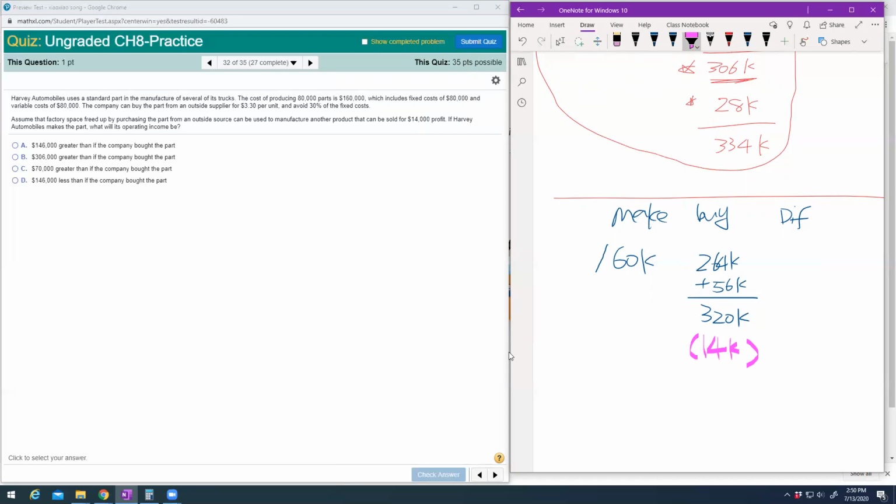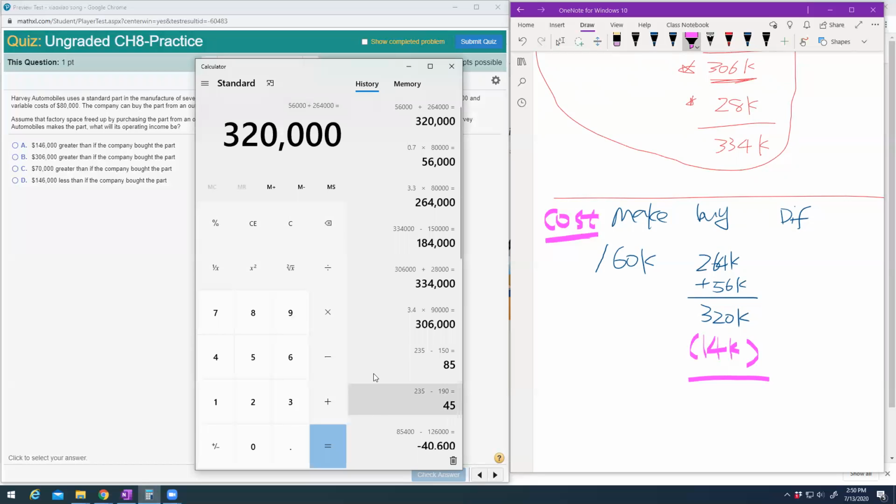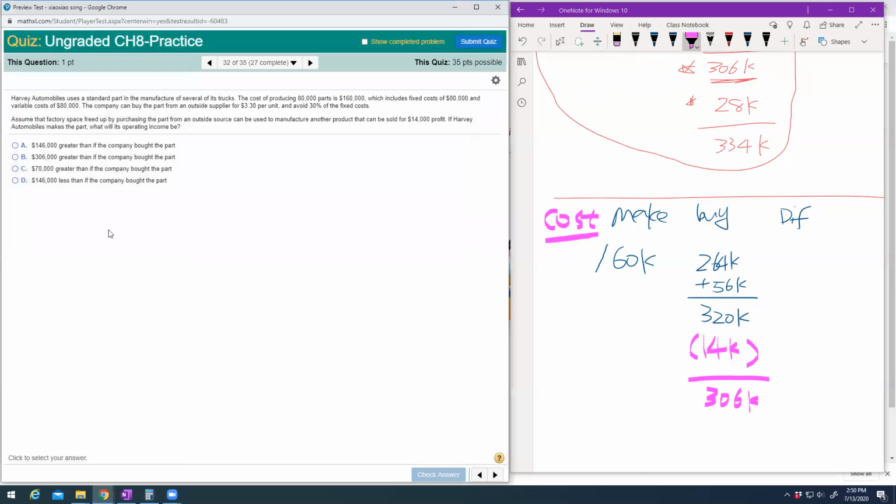So our profit will be negative because we think about the cost. Higher number means more cost, lower number means lower cost. So if it's profit, it will offset your cost. In that situation, your relevant cost of buy will be minus 14,000, so we got 306,000. And then we subtract the difference of 160,000, so it will be 146,000. So if you make, then you can get 146,000 saving.